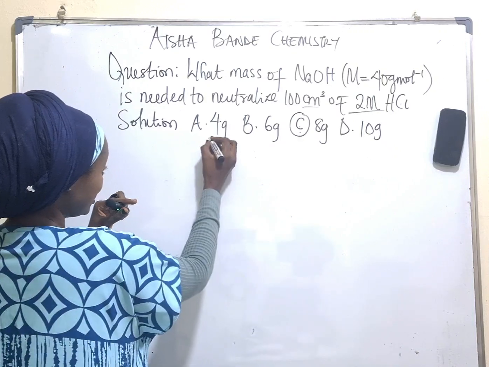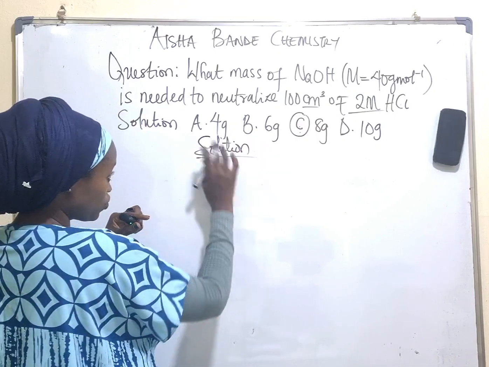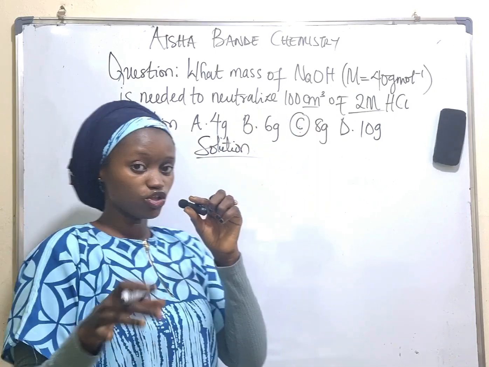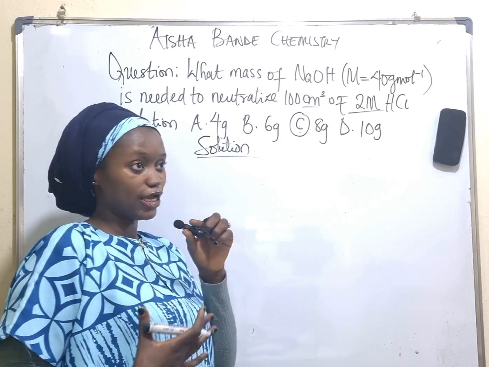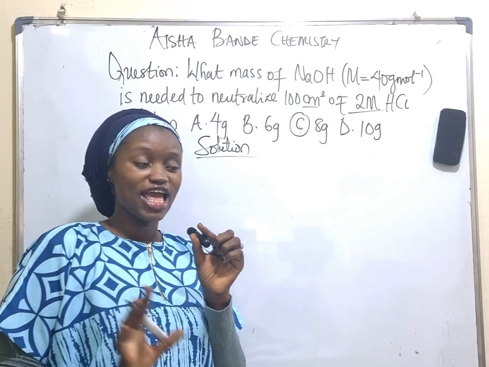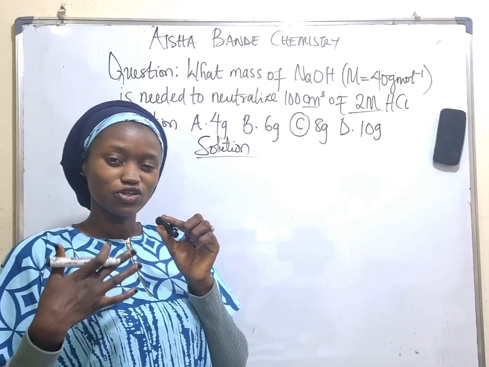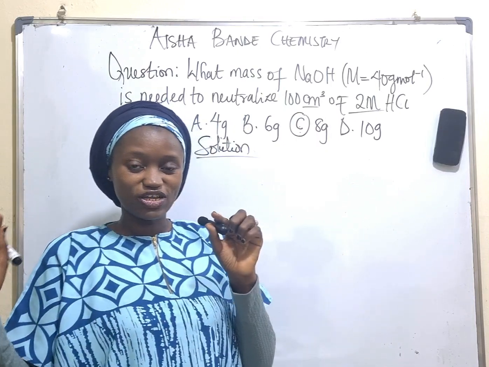So let's get started. If you have a question of this nature, first bring out the parameters given in the question. From them, you write the equation of reaction, you balance the equation, then you use the appropriate formula, you substitute, simplify, and get your final correct answer.